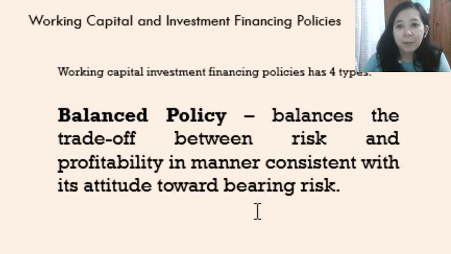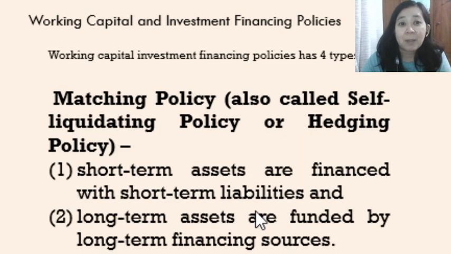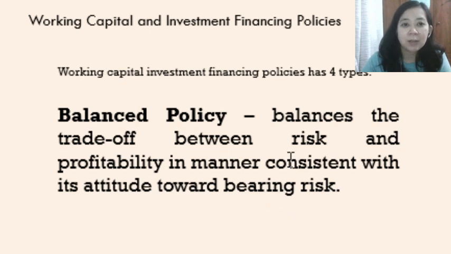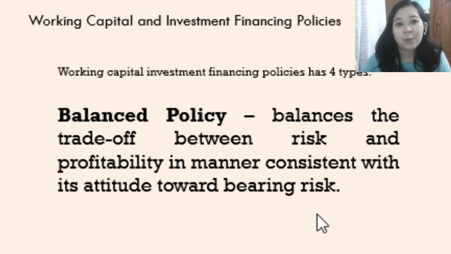The fourth type of policy is the balanced policy. This balances the trade-off between risk and profitability or return in a manner consistent with its attitude toward bearing the risk. Normally, it's the same as the matching policy, but in this case, we're looking into the risk and return, towards bearing the risk. So that's for our working capital and investment financing policies.